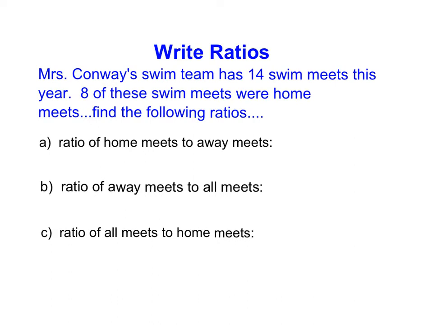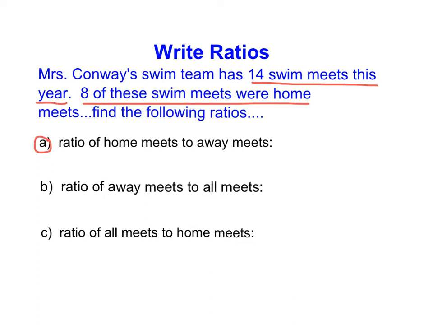So now we're going to practice writing ratios given a situation. So here we can see Mrs. Conway's swim team has 14 swim meets this year. So there's a total of 14. 8 of these swim meets were home. Find the following rates. So this first rate here in rate A says you want to find the rate of home meets to away meets.